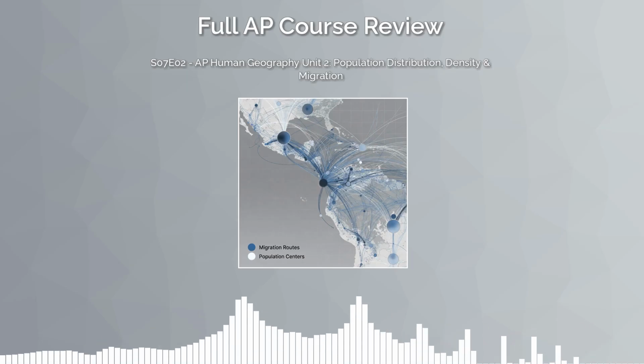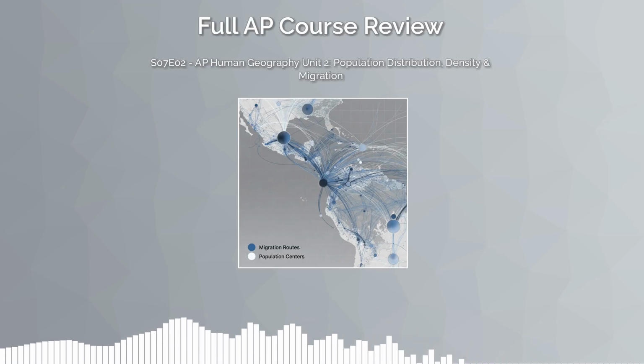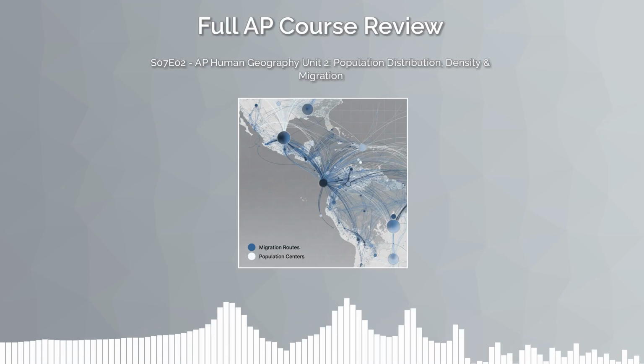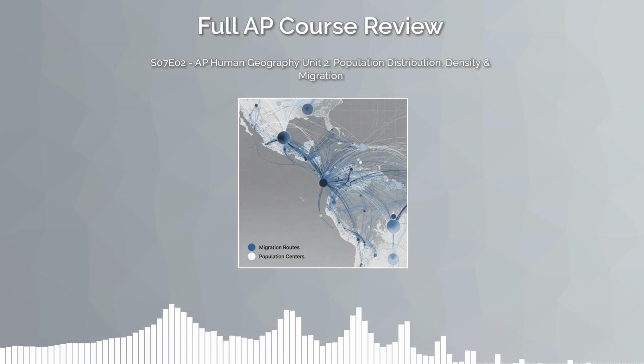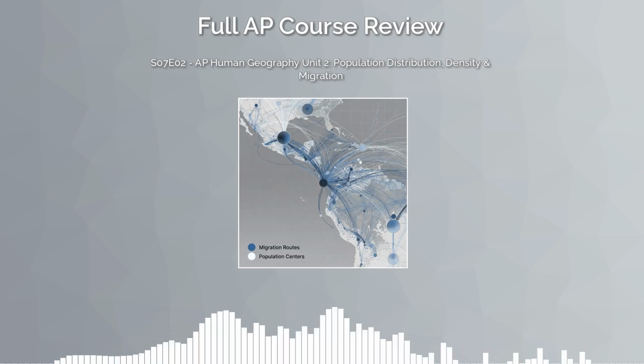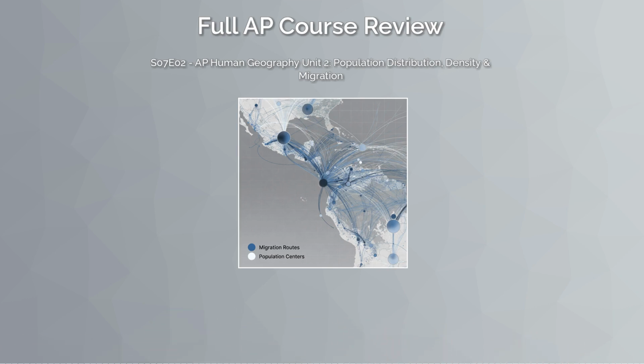Transition. Now that you understand how governments actively shape their populations through pro-natalist and antinatalist policies, you're ready to zoom out and examine the patterns that result when people don't just stay when they pick up and move entirely. Which brings us into the rich and complex world of migration theory and patterns.